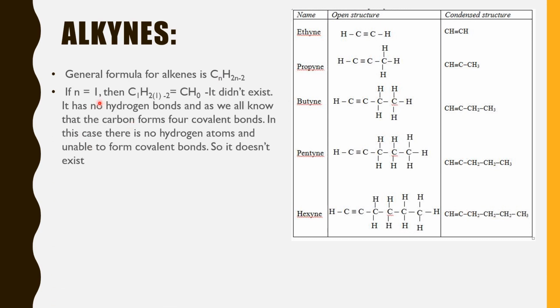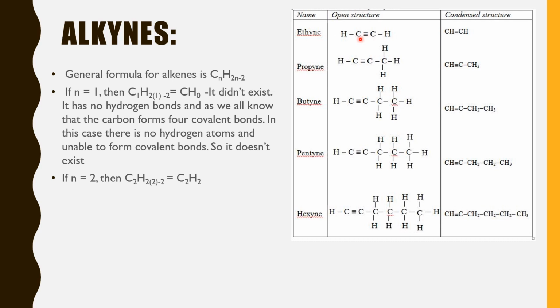If we put n equal to 1, it doesn't exist. When we put 1 in the nth place, it gives only C and H0. As we all know, carbon forms 4 covalent bonds with hydrogen. In this, there is no hydrogen present, so it doesn't exist. And then if we put n equal to 2, it gives C2H2, that is ethyne.